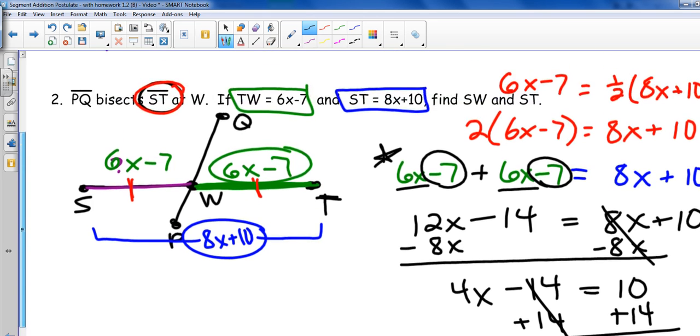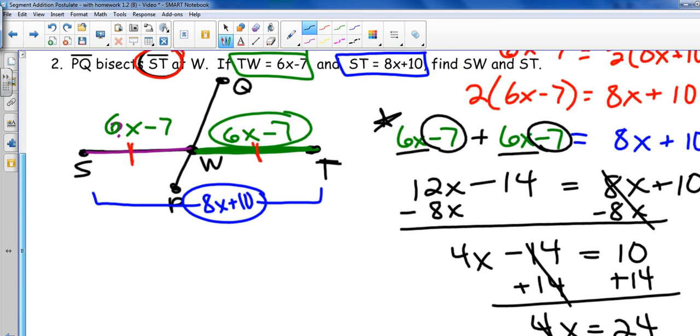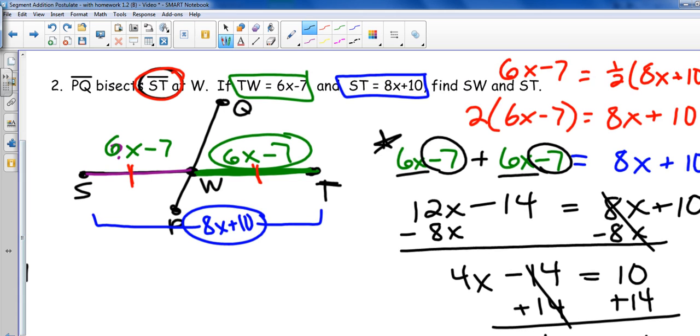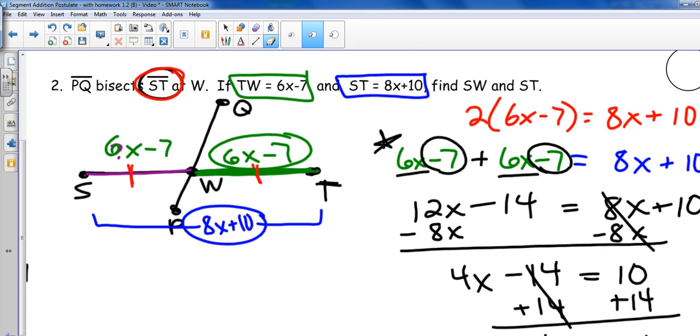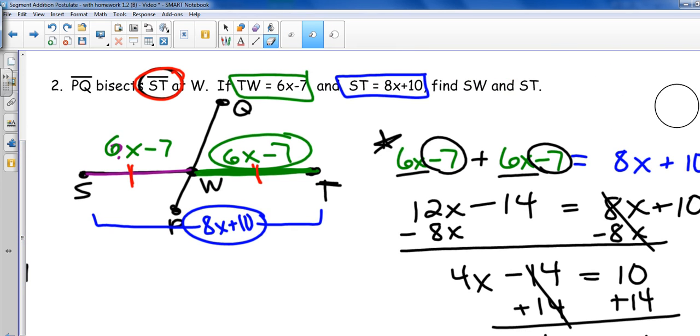But I'm not done because I'm in geometry class and I've got to solve the geometry problem. All I know is that the value of x is 6. Let's go back and read the question. I'm going to erase these just to clean things up a bit. Question reads, find SW and ST. At this point, I should be able to find anything I want because it's all right there in my picture. I've got expressions for everything.